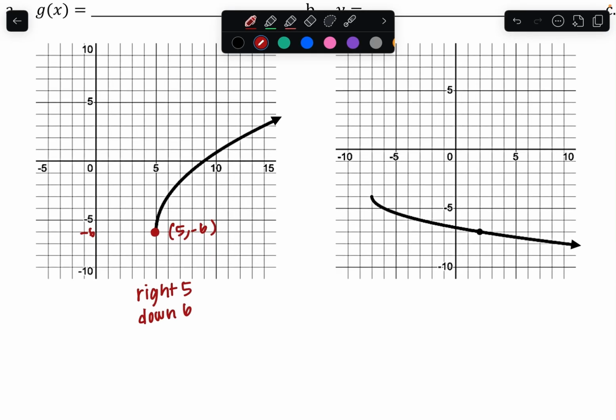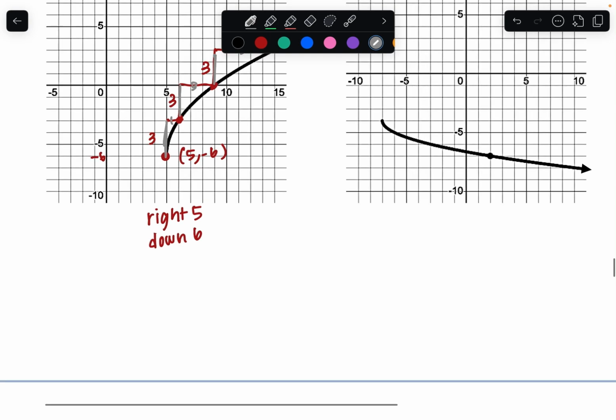If I put some other good points on this graph, I can see that we have a point that is up 3 over 1. Okay, and then we go up 3 over 3, and then we go up 3 over 5. And so my x distances are still following that 1, 3, 5 pattern, except the y's are now 3 apart instead of 1. So that tells me there is a vertical stretch by 3.